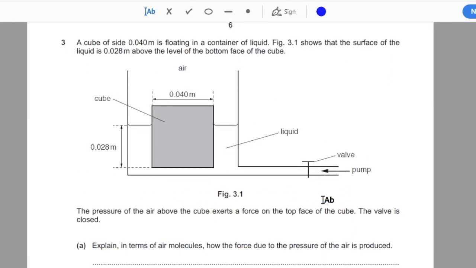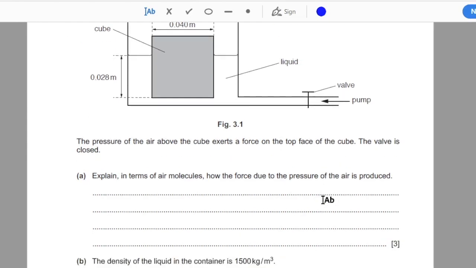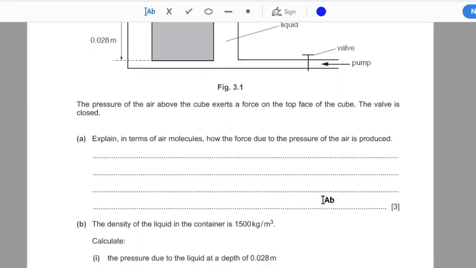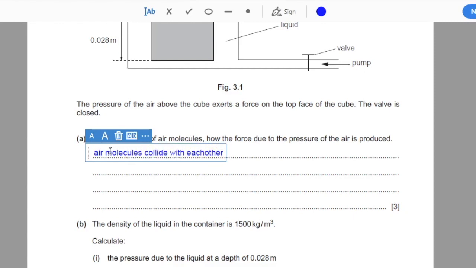Question number 3. A cube of side 0.04 meters is floating in a container of liquid. Figure 3.1 shows that the surface of the liquid is 0.028 meters above the level of the bottom face of the cube. The pressure of the air above the cube exerts a force on the top face of the cube. The valve is closed. Part A, explain in terms of air molecules how the force due to the pressure of the air is produced. Okay, so I'll write air molecules collide with each other and with the walls of the container.